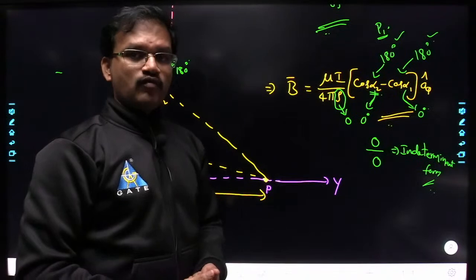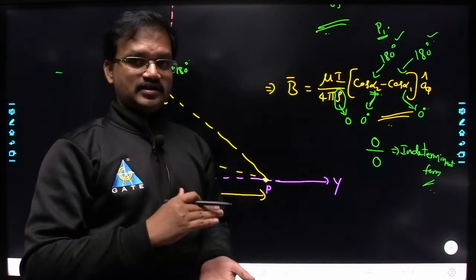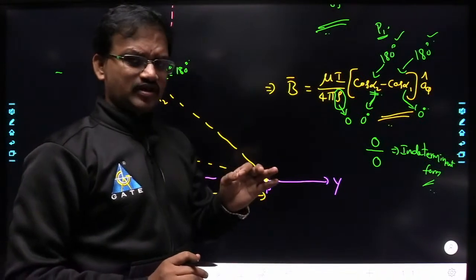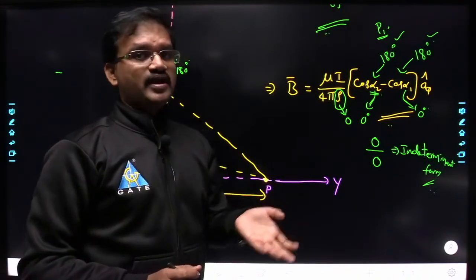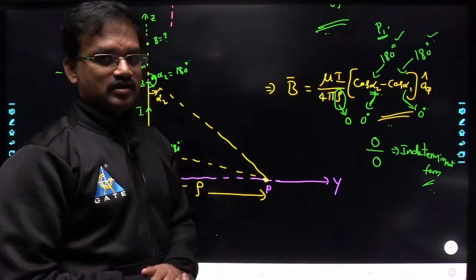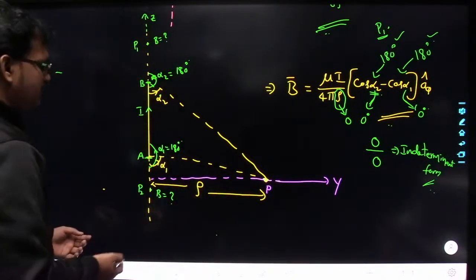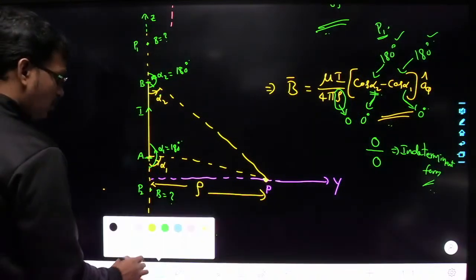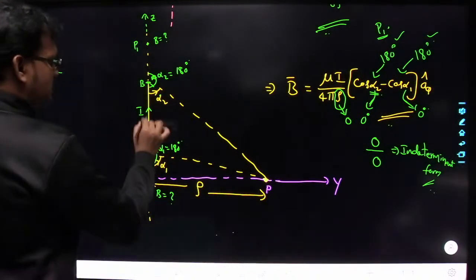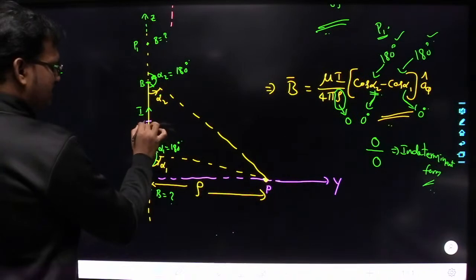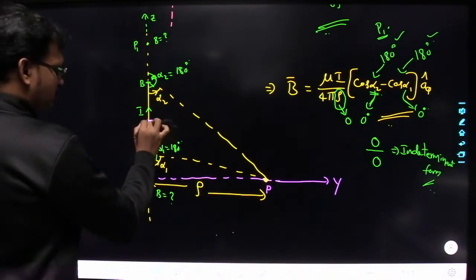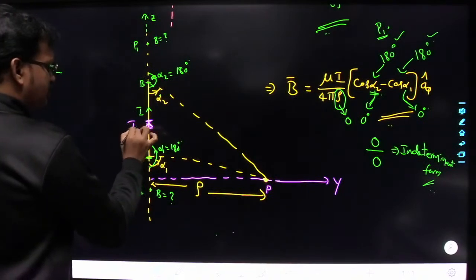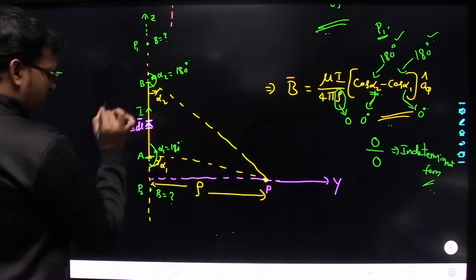So in that case, we'll stick to the basic, that is Biot and Savart's law. Now I will consider a small differential current element here. I am considering a small differential current element and just applying Biot and Savart's law. So this is the small differential current element I dl bar.